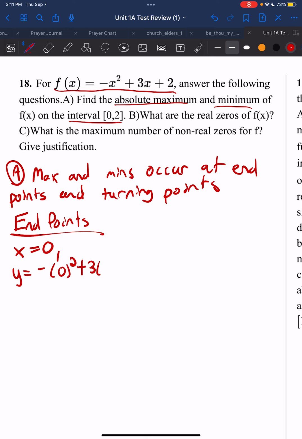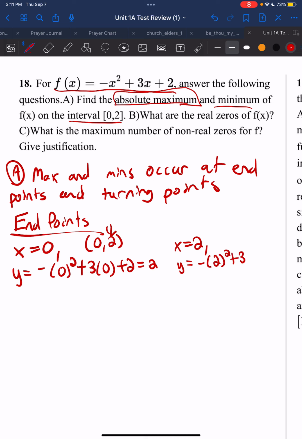My output value, the absolute maximum, is talking about the y value. So my y value here is 2. Let's try my other endpoint. My other endpoint is at x equals 2. Then y equals, plug that into my equation, negative 4 plus 8, so 4. So (2, 4).